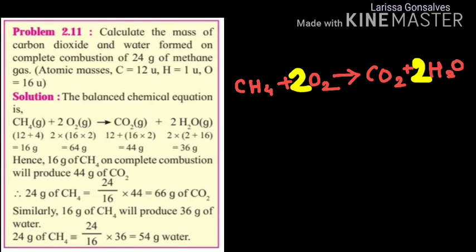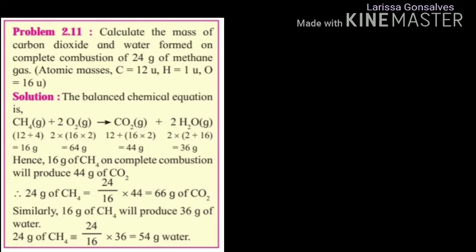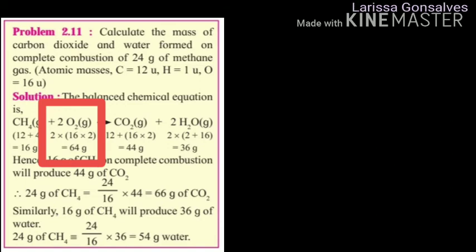Next, we need to calculate the molecular mass of each of the compounds. First is methane. The formula is CH4. So carbon is 12 and 4 times hydrogen. The atomic mass of hydrogen is 1. So it is 4 into 1, which gives us the answer as 16 gram. Next is 2 times oxygen. The atomic mass of oxygen is 16. So 2 into 2 times 16, which is going to give us 64 gram.